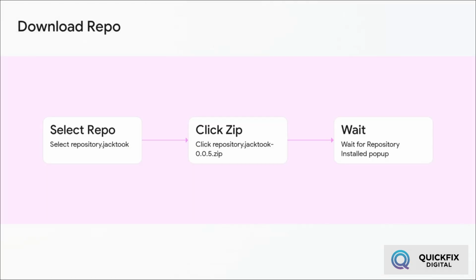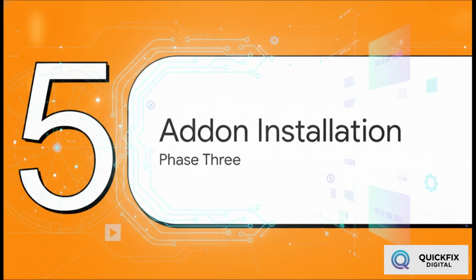Okay, assuming you've bypassed the security warning, a box will open up. From that list, select the directory we just named a minute ago, repository.jacktook. Inside that folder, click the zip file. And now, this is important, just hold your position. Wait for the repository to download in the background. Don't back out of the screen until you see a little pop-up at the top right visually confirming that the repository installed. We are in the home stretch, folks.